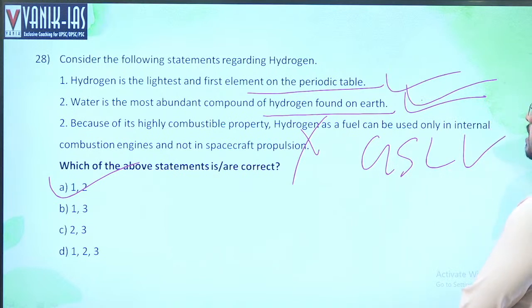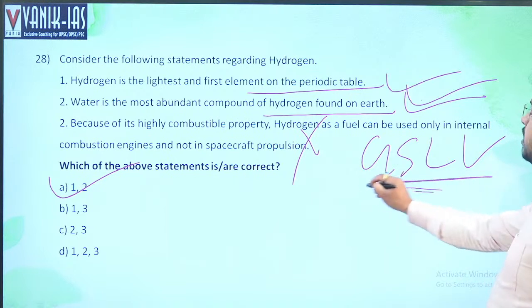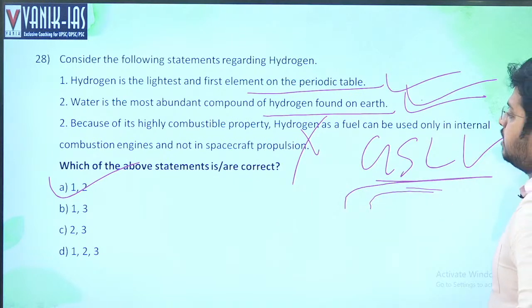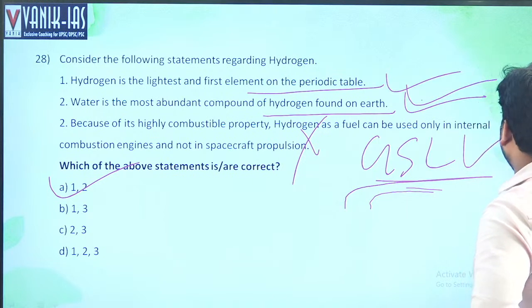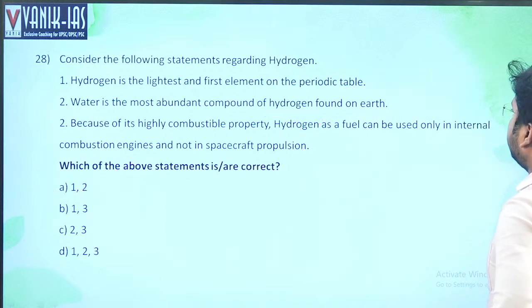It is the lightest element in the periodic table. It is used in the GSLV, in the cryogenic engine, in the third stage. That's why it can be used in spacecraft propulsion. It can provide maximum thrust.